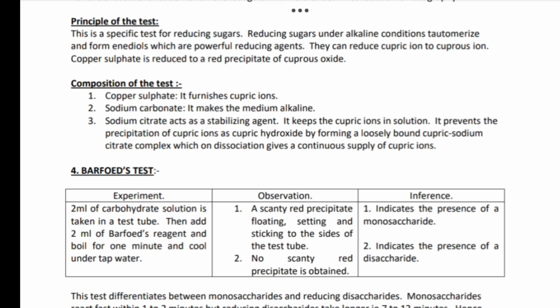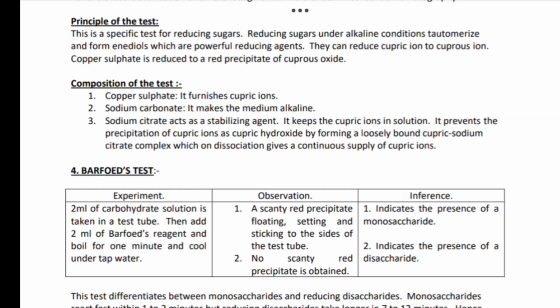Coming to the principle of Benedict's test, this is a specific test for reducing sugars. Reducing sugars under alkaline condition tautomerize and form enediols, which are powerful reducing agents. So these can reduce cupric ions to cuprous ions. Copper sulfate is reduced to a red precipitate, which will become cuprous oxide.